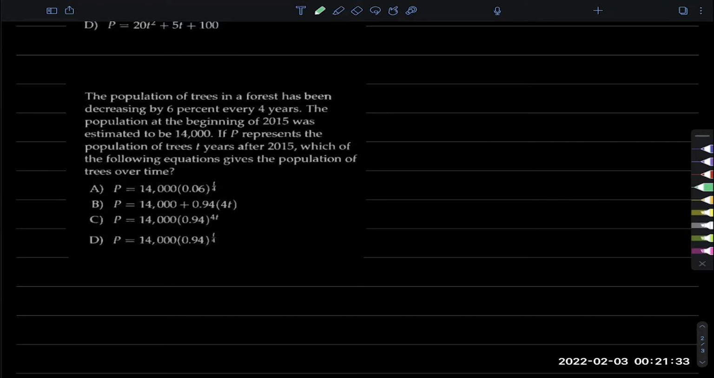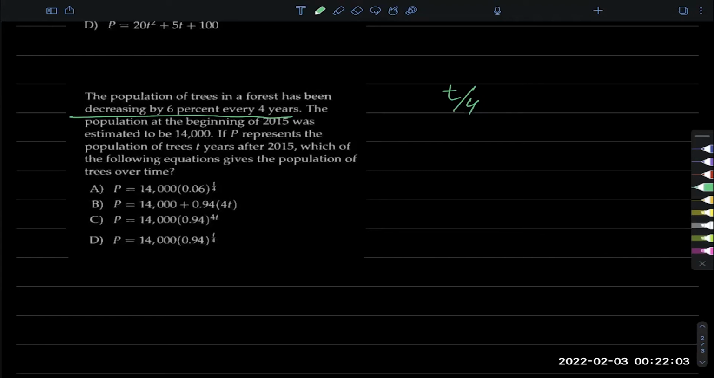Yeah, sure. So the first thing is pretty clear that you're starting at a value of 14,000. So that's common in all of them. Then it's saying that the decrease is 6% every 4 years. So your time is not t now, your time is t by 4 because every 4 years the rate is being applied. So it's not t, it's t by 4. So if you were to do it for 8 years, that means you will just apply it 2 times.